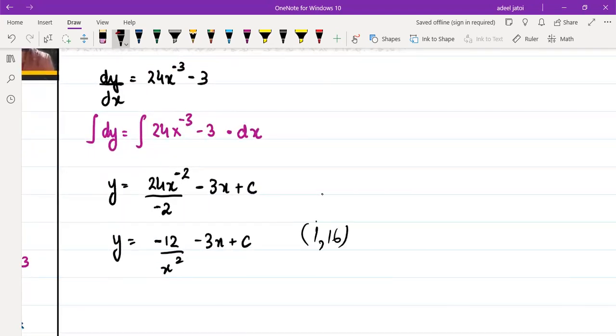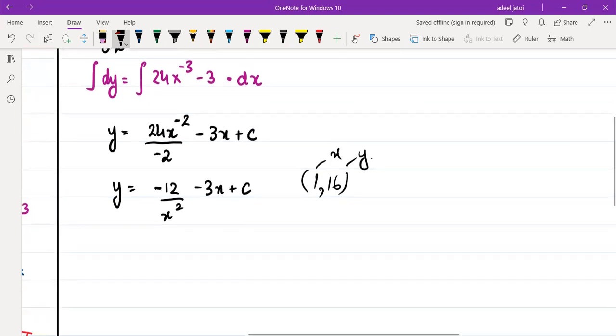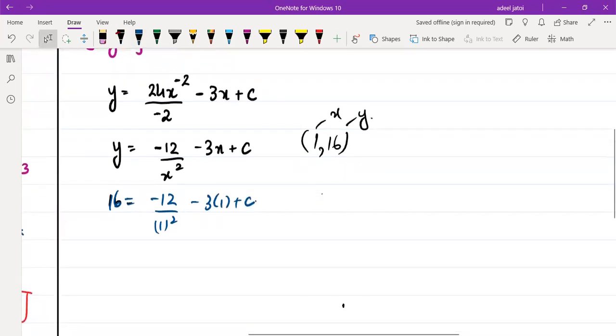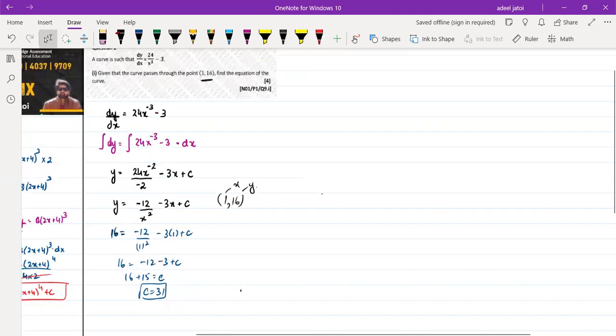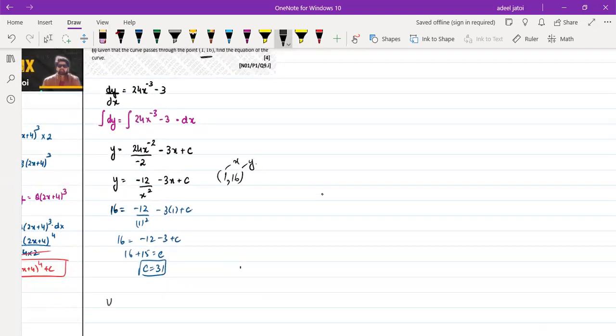Take the point (1, 16): this is your x and this is your y. So we can write 16 in place of y, minus 12 with 1 in place of x, minus 3 times 1, plus c. So 16 is equal to minus 12 minus 3 plus c. 16 plus 15 should be c. C becomes 31. So the integrated equation of the curve will be y is equal to minus 12 upon x square minus 3x plus 31.